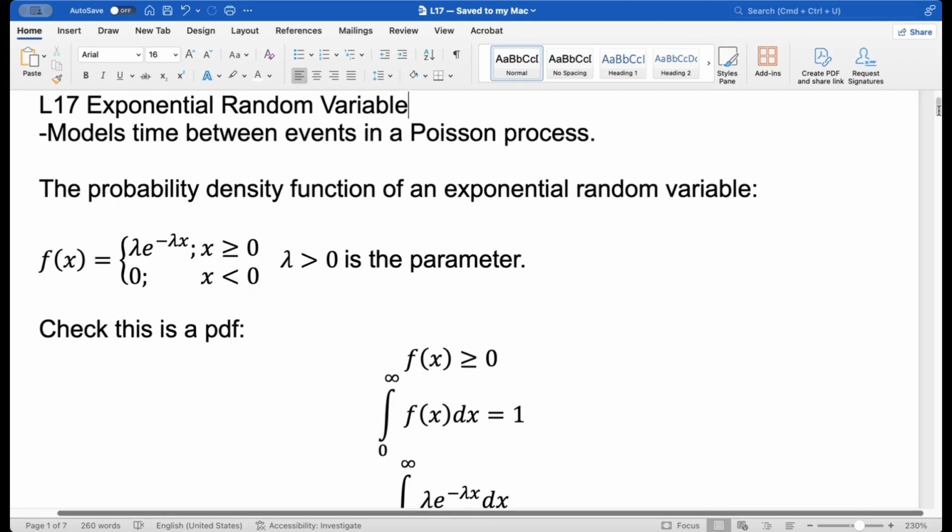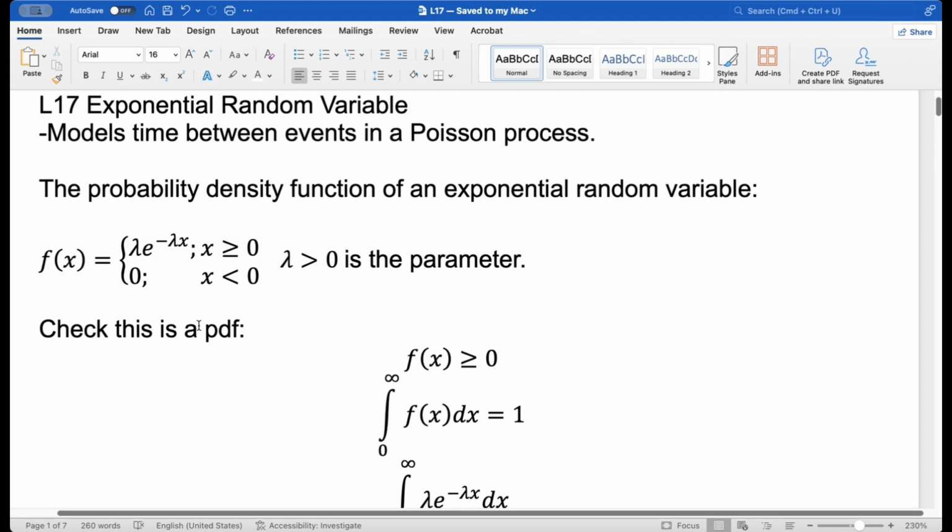The density function is given by lambda e to the minus lambda x for x greater than or equal to 0, 0 otherwise. Lambda greater than 0 is the parameter. We will see that it turns out that 1 over lambda is the mean of this random variable.